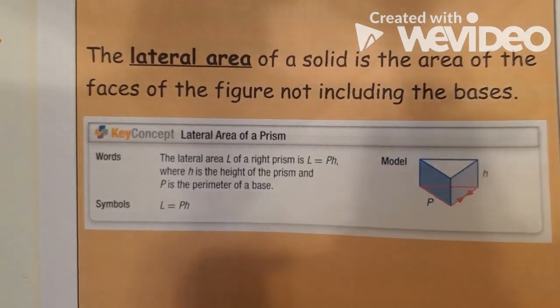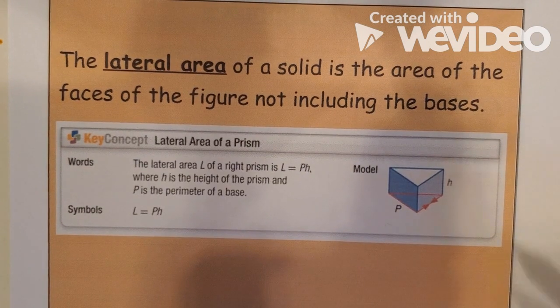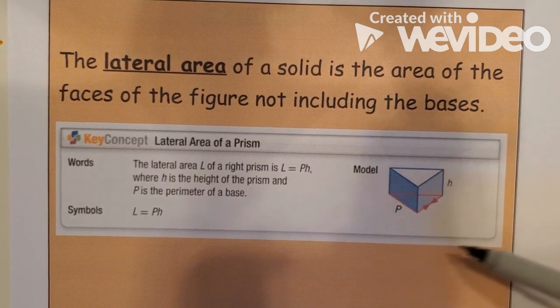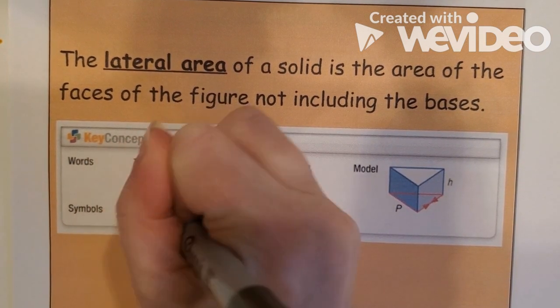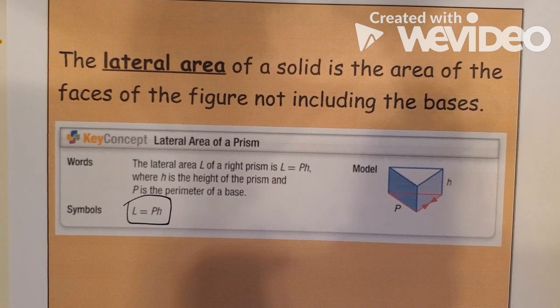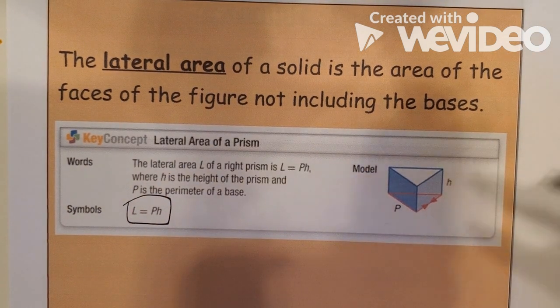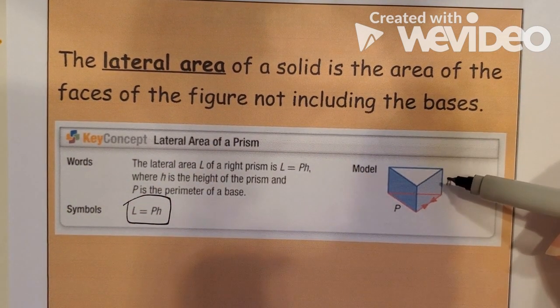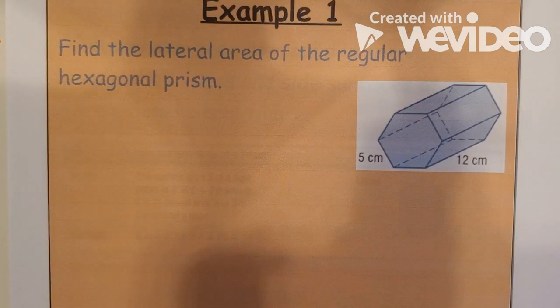All right, so when we talk about how to find the lateral area, again, it just deals with the faces all the way around. The formula for the lateral area of a prism that you are going to have to know is the perimeter of your base times the height of the whole figure. Not the height of the base, the three-dimensional height of the actual prism itself. That's how you would find the lateral area of a prism.